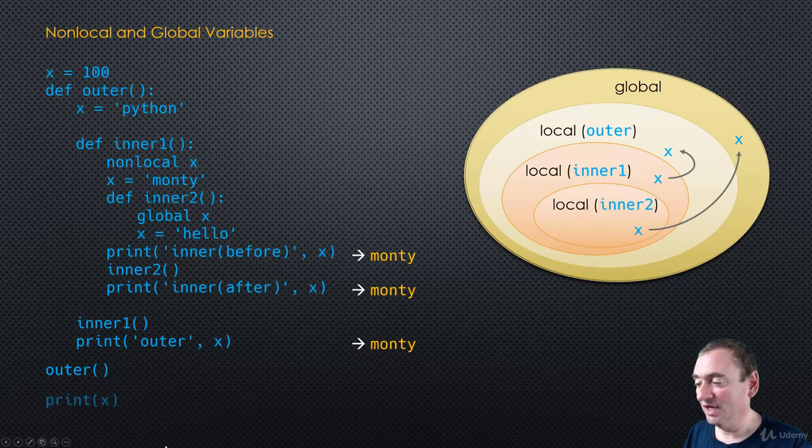Finally, outer finishes running, and now we print x. Which x are we printing now? We're outside. We've finished running outer. We're no longer inside. So which x does this mean? Well, that means the one in the module, the one in the global namespace. And its value was changed by inner2 to hello. So when we print that out, we get hello.